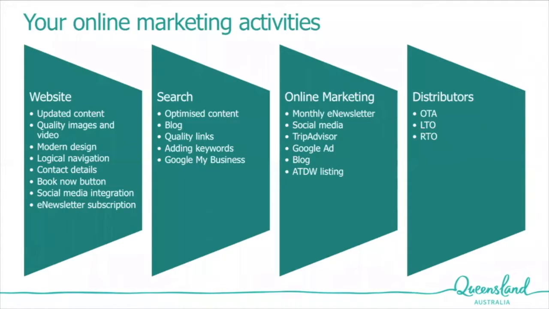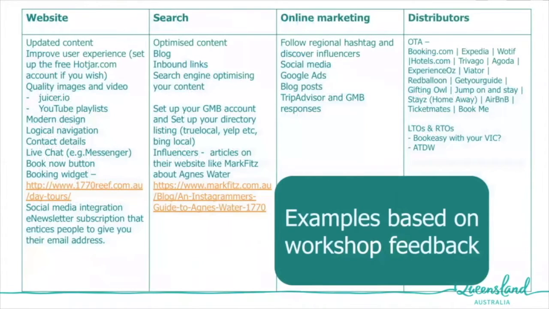You may be doing some Google advertising, you've got that blog working for you, which is part of your online marketing, as well as optimizing your search rankings on Google, and you have an Australian Tourism Data Warehouse listing. And then who are your distribution partners, your online travel agencies who you're working with, if any? Maybe you're distributing through your local tourism organisation, visitor information centre, or your regional tourism organisation.